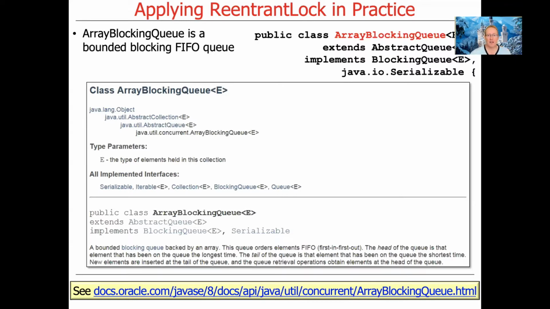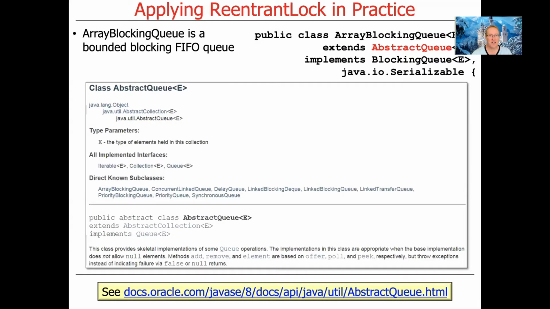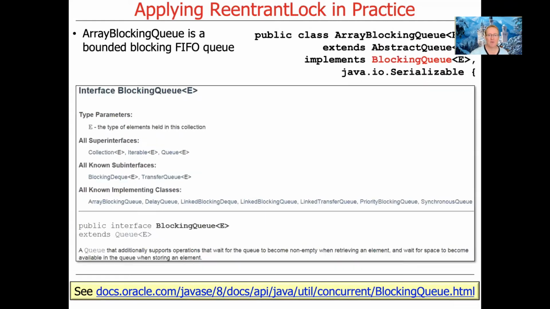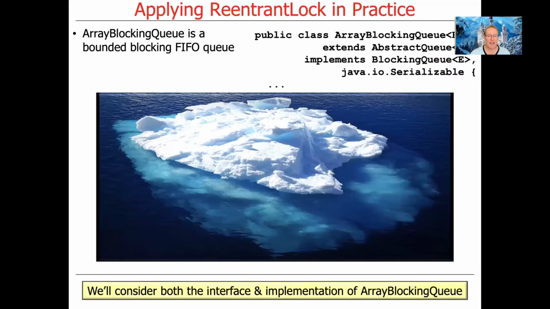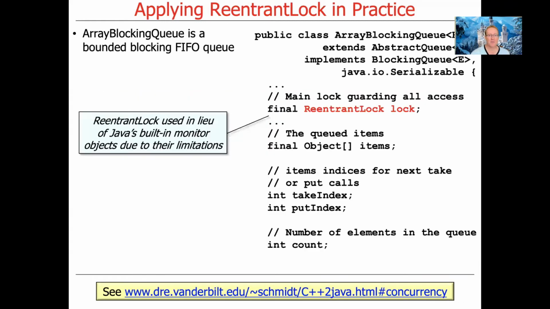So you can see here that array blocking queue is a class that extends something called abstract queue, and that factors out some common code that's used by other implementations of blocking queues, like linked blocking queue, for example. And it implements the blocking queue interface, which defines a whole bunch of methods, most importantly for our purposes, take and put. We're going to look both at the interface of array blocking queue, in other words, its API, as well as its implementation in a few key places.